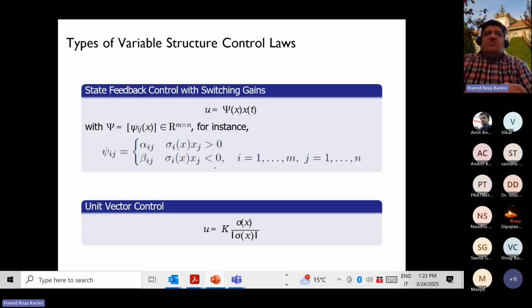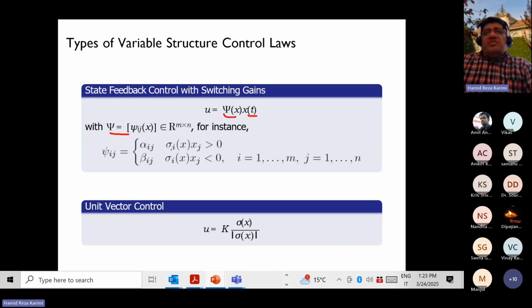So, a state feedback control with the switching gains. Now you have a control signal as a state feedback, u equals psi(x) multiplied by x(t). This psi is a function, a matrix; you can see it is an n by n matrix, and each term of this matrix, psi_ij, can be selected from this expression.